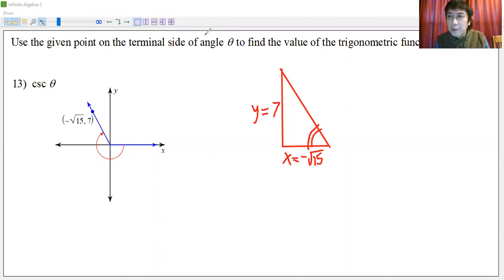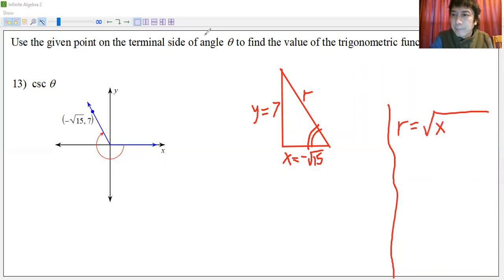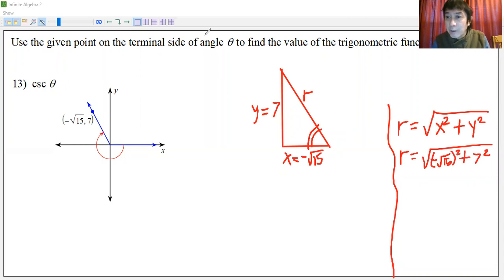Now for the cosecant function, and yes, the cosecant function requires the hypotenuse, so we will have to compute for the r. Again, the formula for r is the same formula when you have x and y, the Pythagorean theorem formula. And x here is negative square root of 15, but you're going to square it, and y is 7 squared. When you square the square root, it cancels, so you will just have 15 here, and 7 squared is 49.